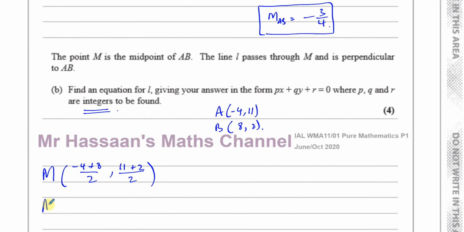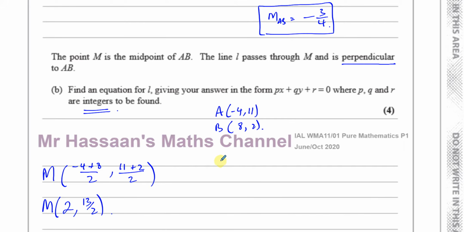So we can say the midpoint is therefore going to be, that's -4 plus 8, which is 4, divided by 2, which is 2, and 11 plus 2, which is 13, divided by 2, which I'll leave as a fraction, 13 over 2. Okay, that's the midpoint of the line, and they told us it's perpendicular to AB, so its gradient is going to be the negative reciprocal of the gradient of AB.